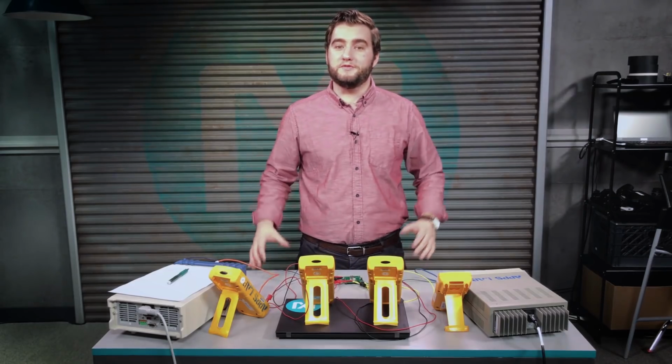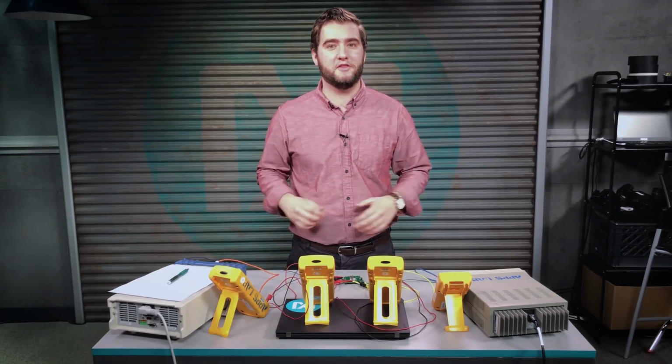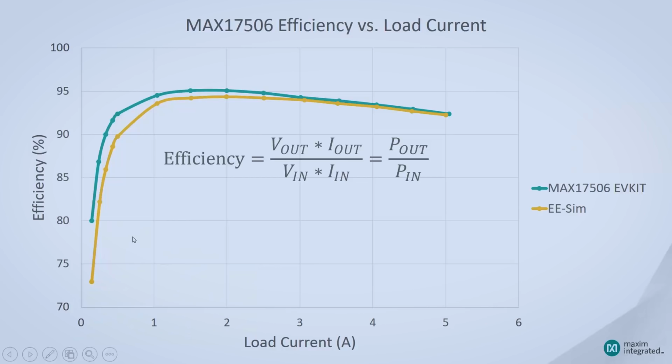All right, we've taken some efficiency measurements. Let's see how they compare. I've overlaid the efficiency curves of the MAX17506 EV Kit and the EESIM simulations. The EV Kit data is in blue and the EESIM simulations are in yellow. As you can see, the EV Kit actually outperforms the EESIM simulations just by a little bit. I've also put the efficiency equation here for your reference.